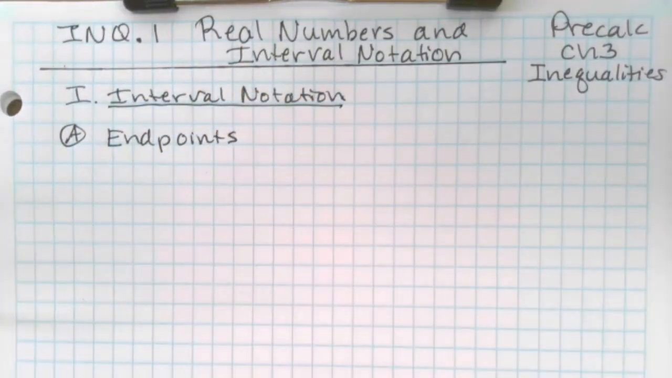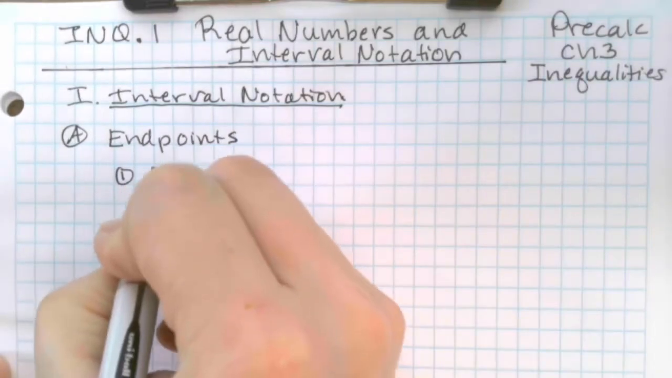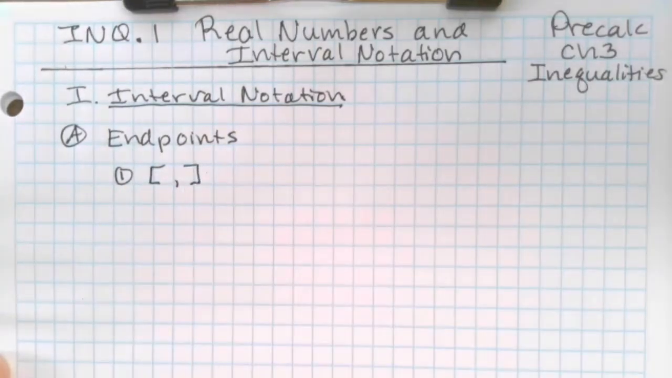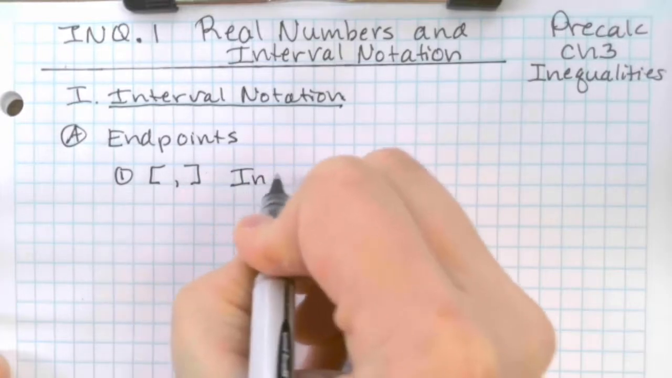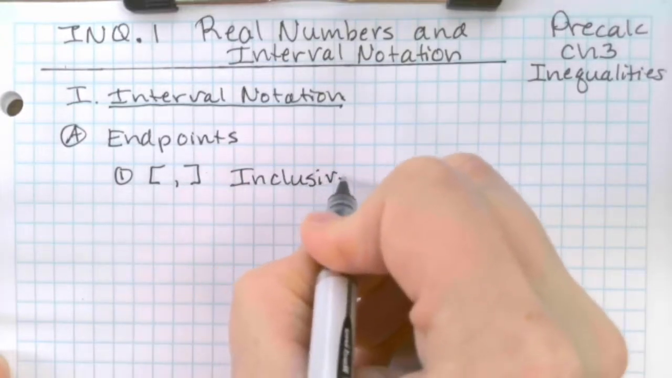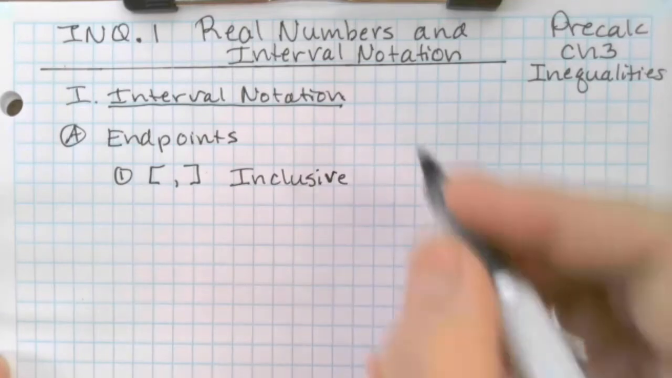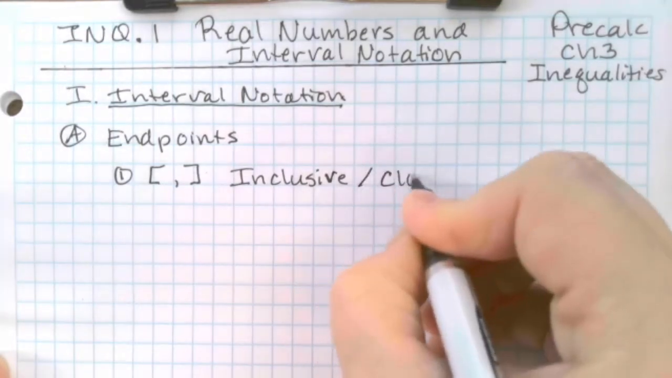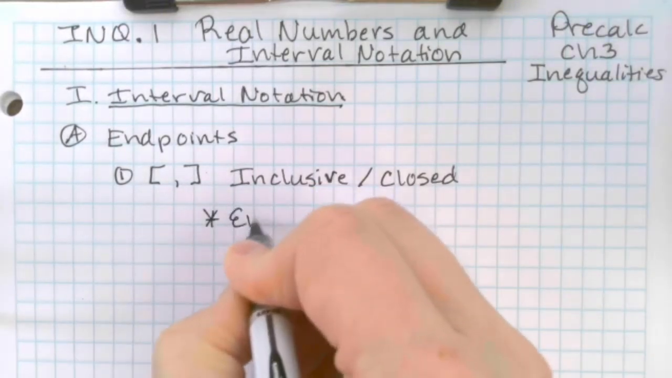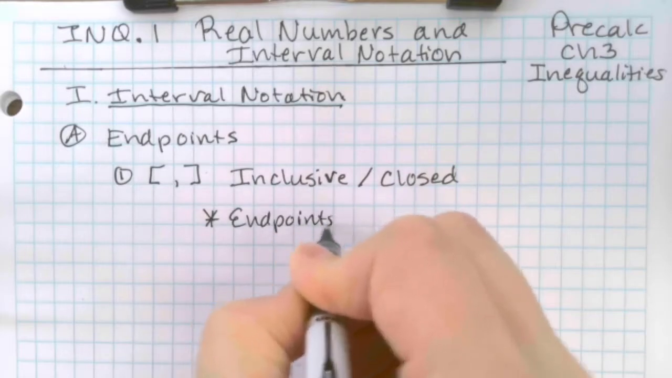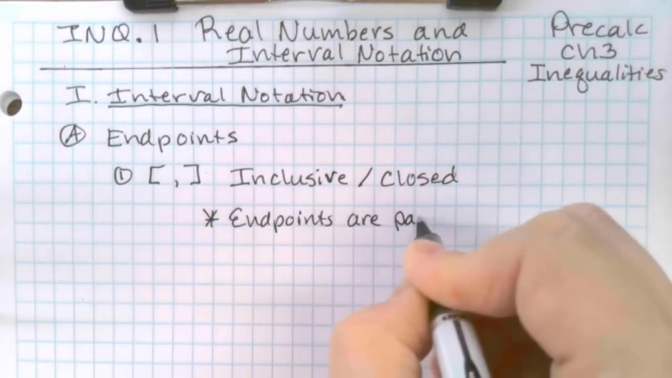Okay, there's two types of endpoints in interval notation. The first type of endpoint are brackets. And when we refer to brackets, we say that the endpoints are inclusive, because they are part of the solution set. Another term is closed. They are closed because they are part of the solution set. And again, most important is the endpoints are part of the interval.